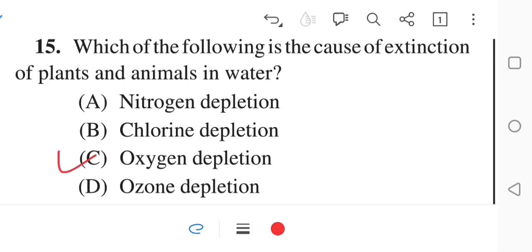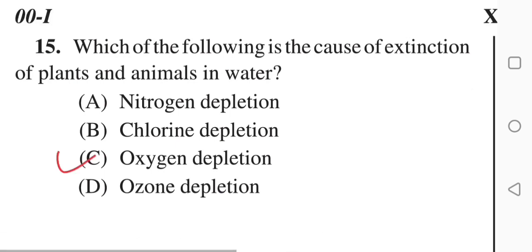Due to oxygen depletion, many plants and animals that live under the water vanish. Okay.